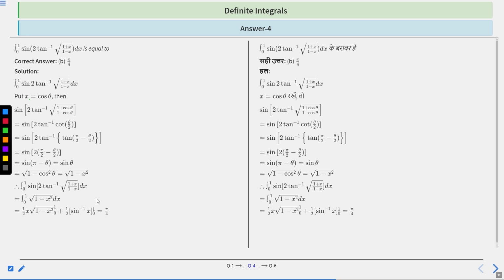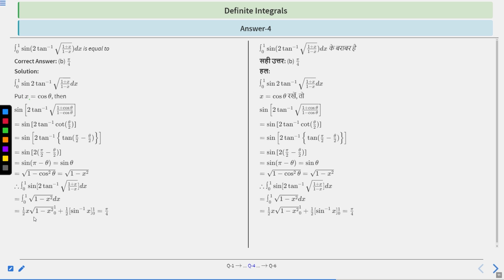Clear? Now, you can apply integration by parts. We have discussed the formula to integrate root over a square minus x square, and that formula was also derived by the use of integration by parts. So you just have to remember the formula, and we will apply that formula here.